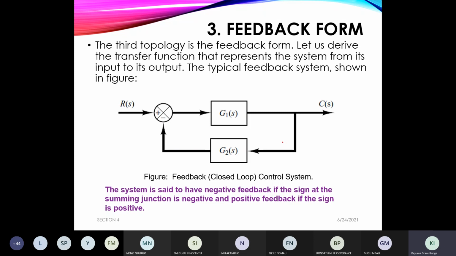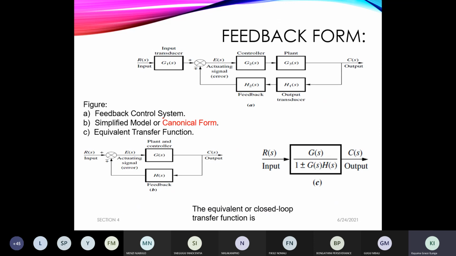When the sign here is negative, we talk about negative feedback, and when it's positive, we talk about positive feedback, according to the sign. Then how can we now write the feedback form when we have two block diagrams connected in a feedback way, in feedback topology? How can we find our output signal, or the equivalent transfer function? This is what we are going to see now.